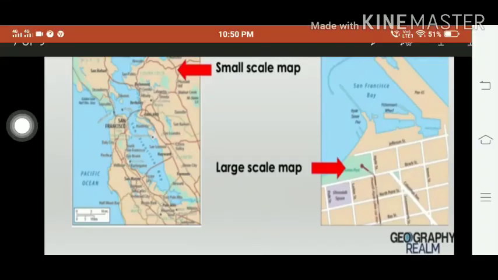Now we move on to large scale and small scale maps. When a small area on the ground is shown covering a large area on the map, it is a large scale map. Maps of a city, village, agricultural field, etc., are all examples of large scale maps. Generally, maps with a scale of less than 1:10,000 are known as large scale maps.